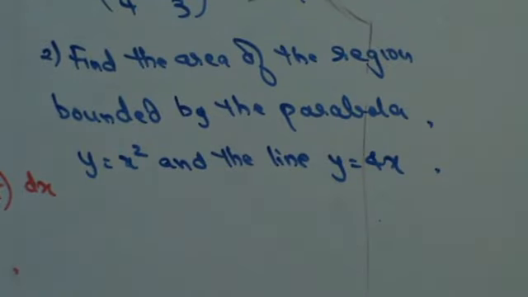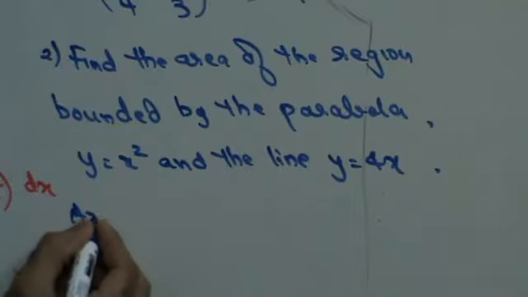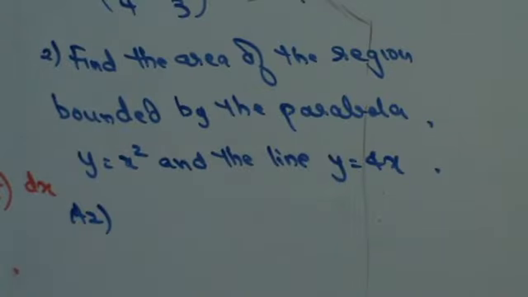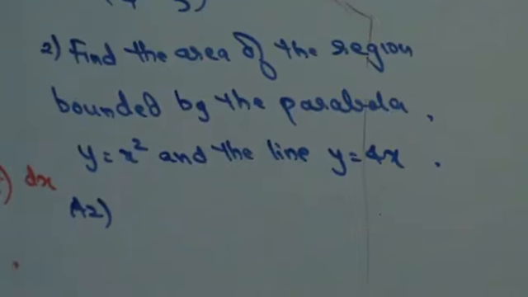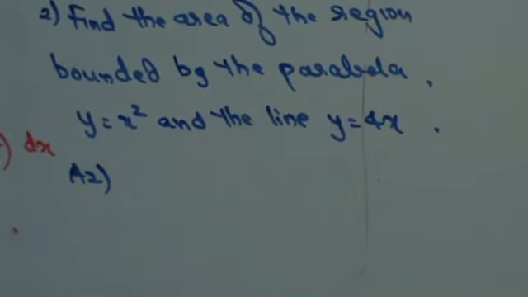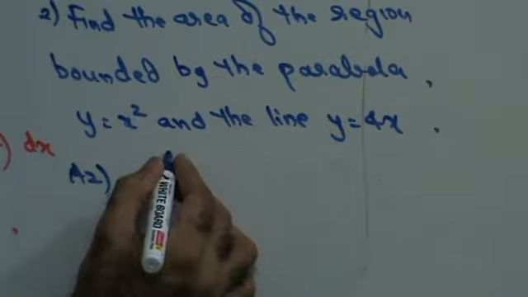Okay, now let's see this. Let's try to see the figure. Now they have said to find the area of the region bounded by the parabola y is equal to x square and line y is equal to 4x. Now if the equation of the line is y is equal to 4x, that means it has to be a line passing through the origin, right? Do we get this thing clear? So let's see this.